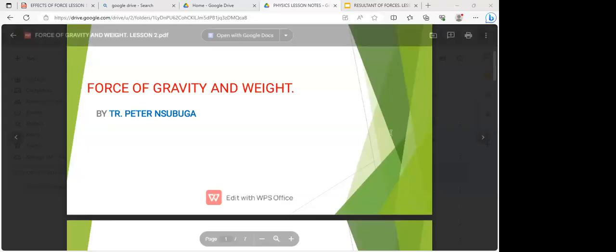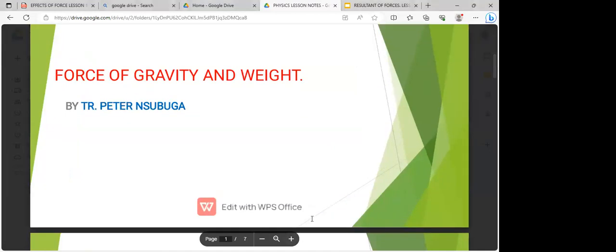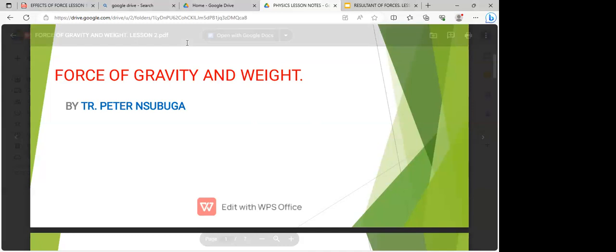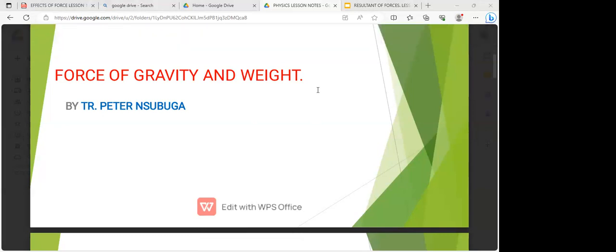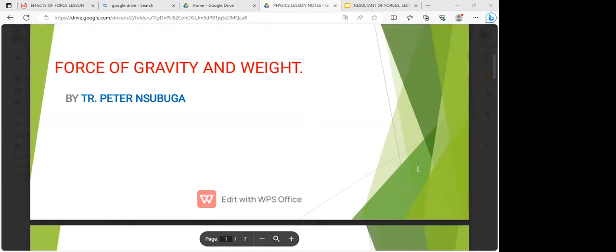Okay, I want us to focus now on force and gravity, force of gravity and weight. We saw that gravitation force is a non-contact force. And now we are going to see how it connects with weight. Weight is a force, and each of us has weight, because if you have mass, then you have weight at any point. So we are going to look at how force of gravity affects weight and how the two connect to each other.